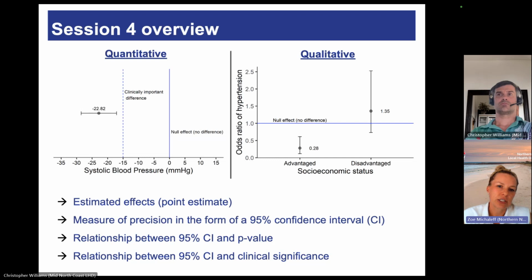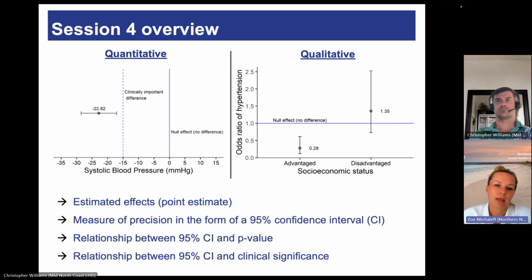And so there's a handy relationship between the 95% confidence interval and the p-value in the fact that if this interval overlaps the point of no difference, there's no statistical significance between the treatment groups. The opposite also holds true. So if there's a big gap and the 95% confidence interval does not cross that point of no difference, it means that that result is statistically significant.